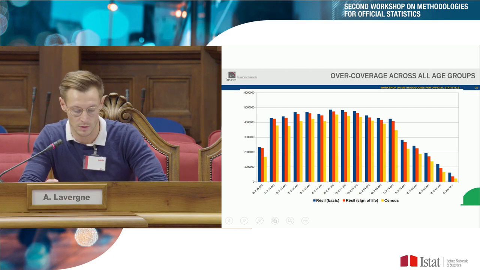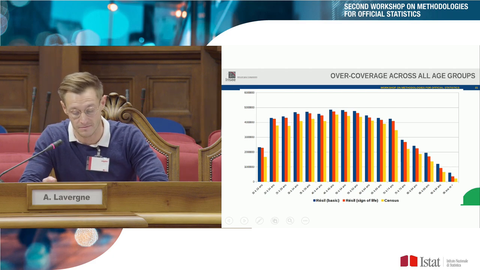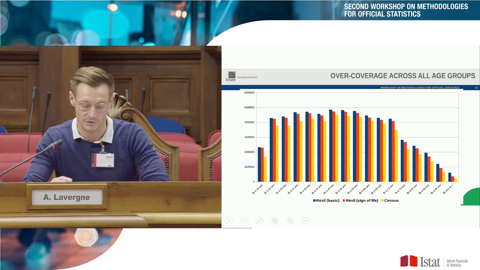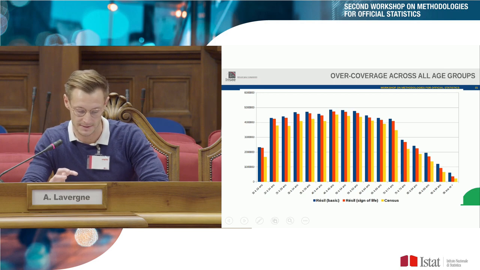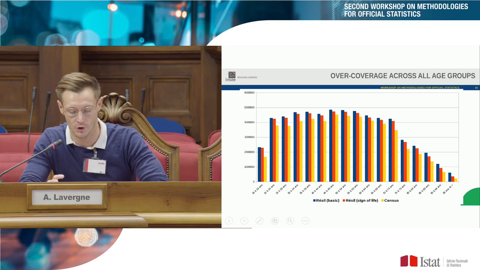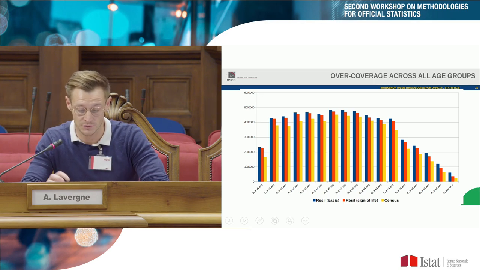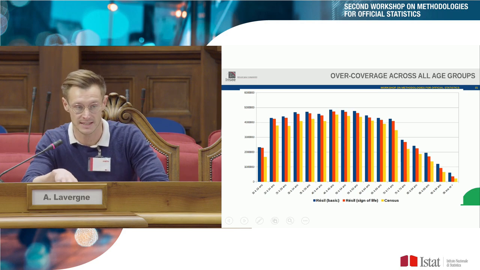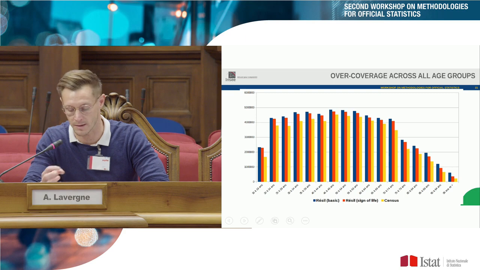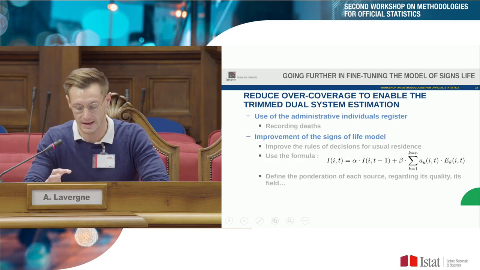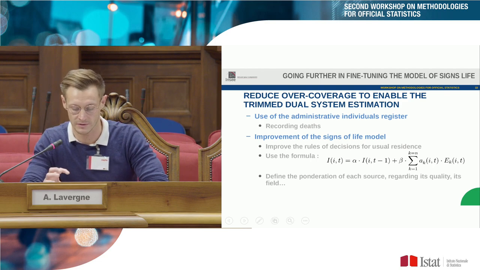So the first decision rules on the science of life model give encouraging results, because this modeling reduces over-coverage for all age groups. However, it is not yet sufficient to reach the levels of the census population, and there is still over-coverage in the RESIL database. So for us, the upcoming work will involve fine-tuning the science of life model to minimize over-coverage in RESIL.